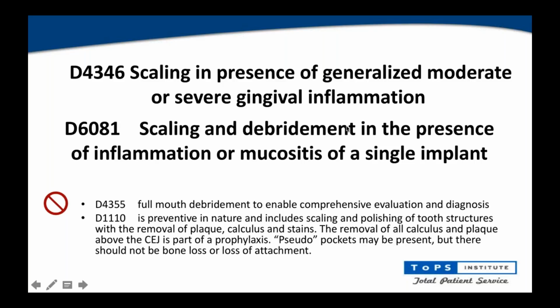The second code that is great, and this works along with our root planing and scaling codes, is that implants have become such a big part in dentistry now that when there is inflammation or root planing and scaling that needs to be done in the presence of an implant, reporting the code 4341 or 4342 was inaccurate because, of course, an implant is not a root of a tooth. So because of the wording, the CDT came up with a new code so that we could actually take care of any infection or inflammation around a singular implant. And that code's going to be a 6081 now.